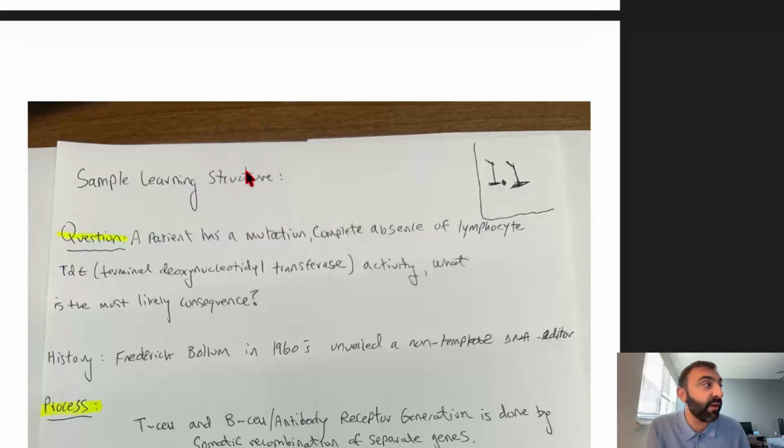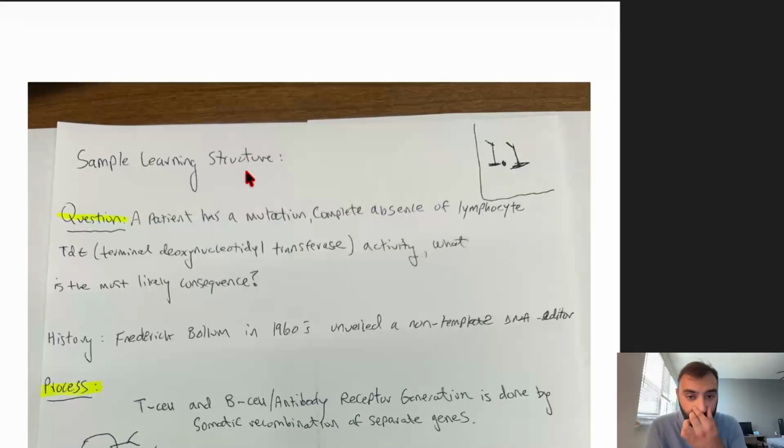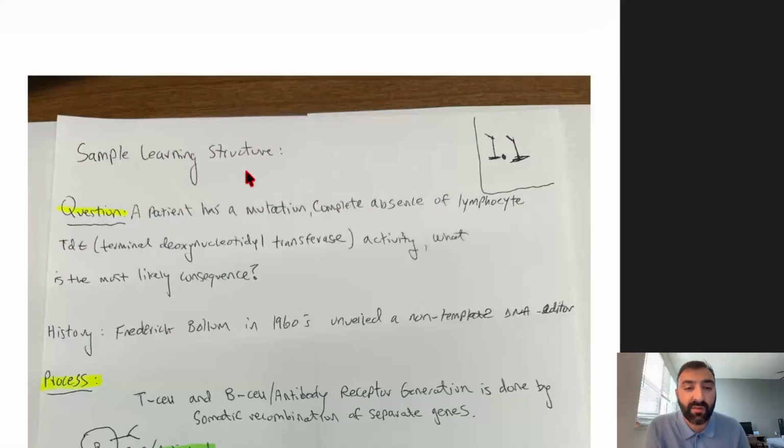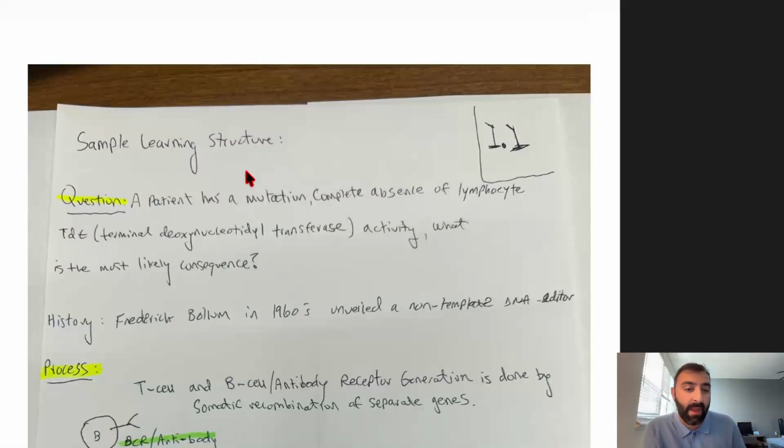So basically, we're going to start with a question. A patient has a mutation, a complete absence of the lymphocyte protein TdT, terminal deoxynucleotidyl transferase. The activity is gone. Okay, what is the most likely consequence? Okay, so we're going to start by discussing, and then we'll come back to this question.